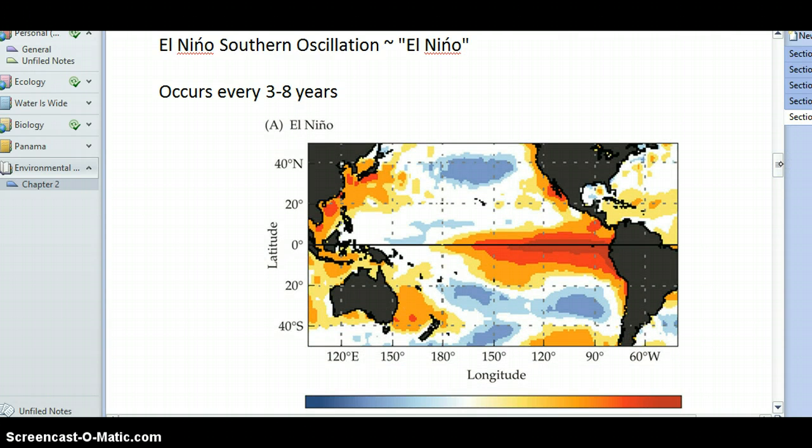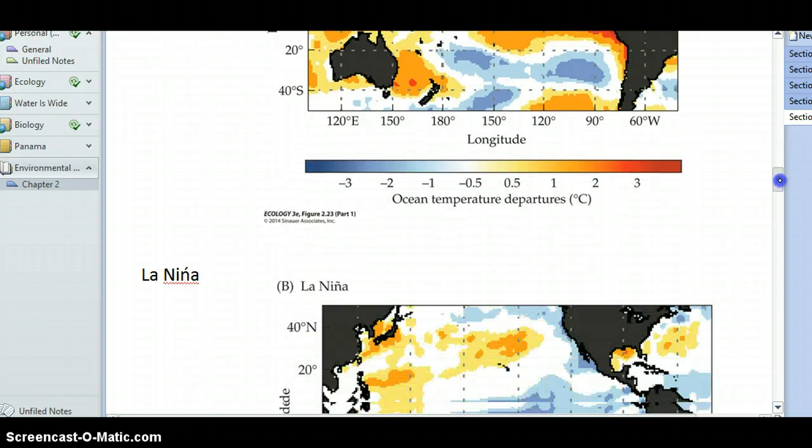All right, another change that occurs over time, and this is on a time scale, as you can see, of about 3 to 8 years more or less, is what's called El Nino. And El Nino is a change in the Pacific primarily, but it has implications throughout the globe. Let's go down here for a second.